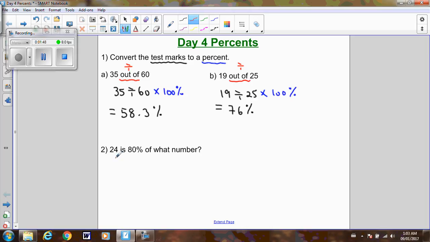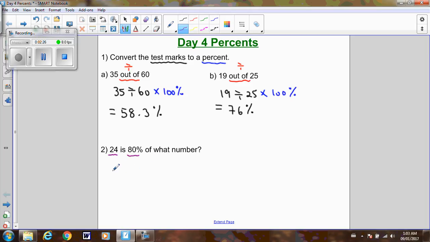So that's pretty easy. We're going to look at a couple of harder questions here. The next one says 24 is 80% of what number? Now, this is a little different because they don't tell you what the total is. For example, in the first question, we're given that the total is out of 60. In the second question, the total is out of 25. But this one doesn't tell you what it is. They want you to find the total. If you get 24 on the test, and that is 80%, they want to find out what the test is out of.